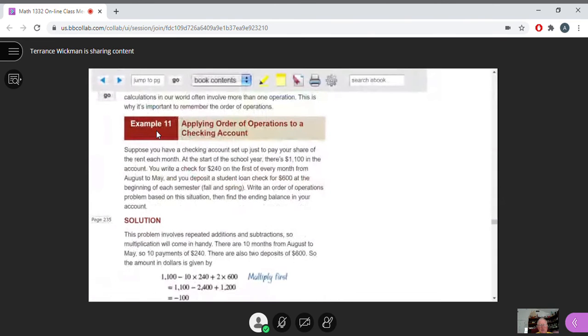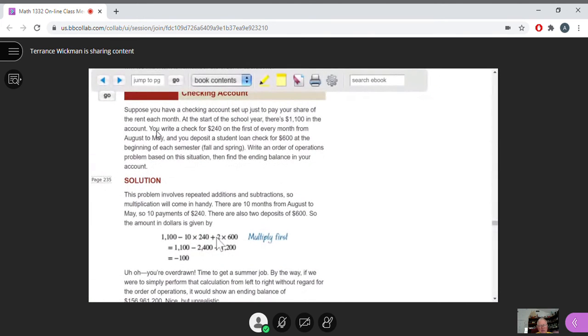Same thing for that one. This is about a checking account. I have this one memorized. If you have $1,100 in the bank and you spend 10 times 240, you spend $2,400. And if you still add $1,200 to cover it, you're still overdrawn by $100. And I have to buy that special insurance that says overdraft protection, and I have to have enough money in my savings to cover that. And without that, I'd be broke. I don't know what's wrong with me.